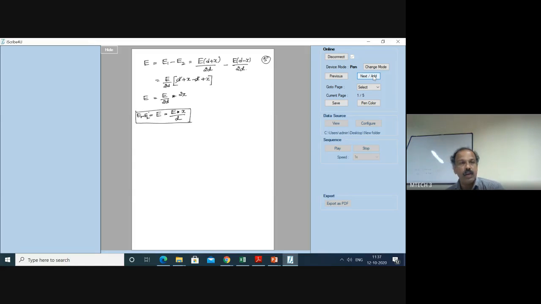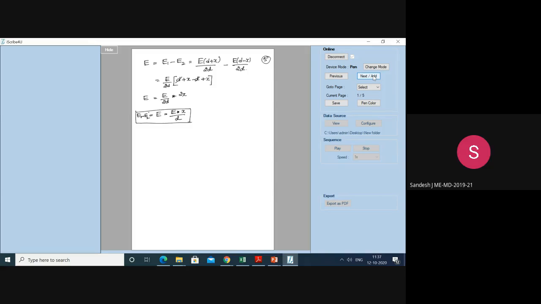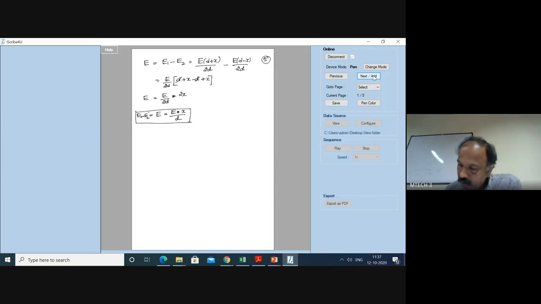Okay, right. Is this clear to you first? Yes, sir. Okay, now you understand. What is E1 minus E2? Output voltage. Yes or no? Output voltage will be equal to E into X divided by D. Okay. Now, what is the relationship?